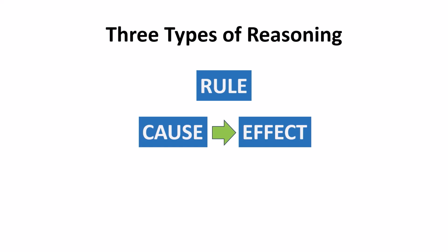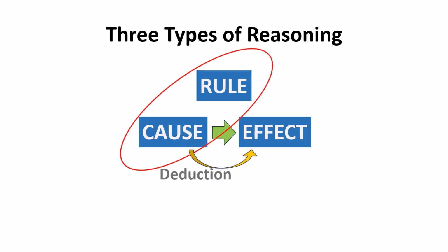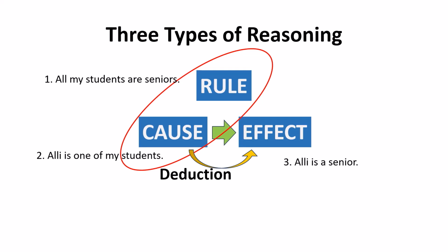So, let's consider that we know the rule and the cause, and we're trying to come up with the effect. This is called deduction. Let's take an example. Suppose you know that all of my students are seniors. That's the rule. And then you learn that Allie is one of my students. And that's the cause for the conclusion that Allie is a senior.